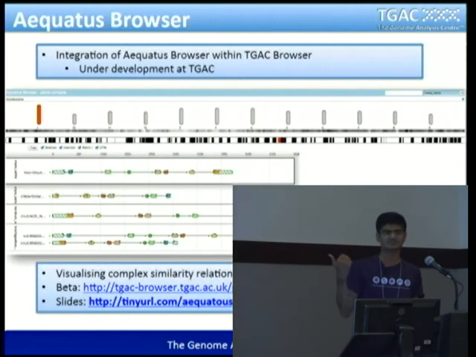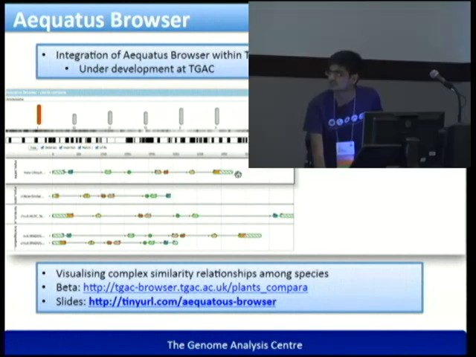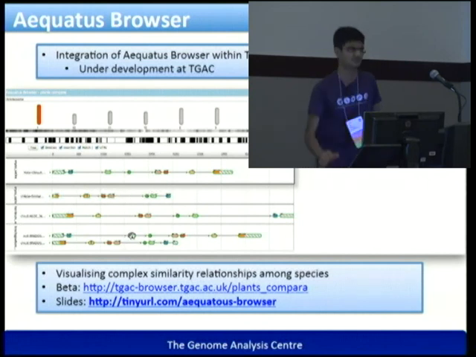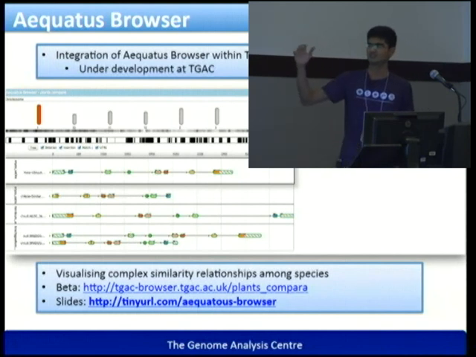This is a screenshot of the Aequatus browser. It is in development, the beta version. It will visualize genetic information between various species. The first one is Oryza sativa, which is rice. Then this is again Oryza sativa. Then there is Rhodium and Brachypodium. You can see the exon similarity between different genes.